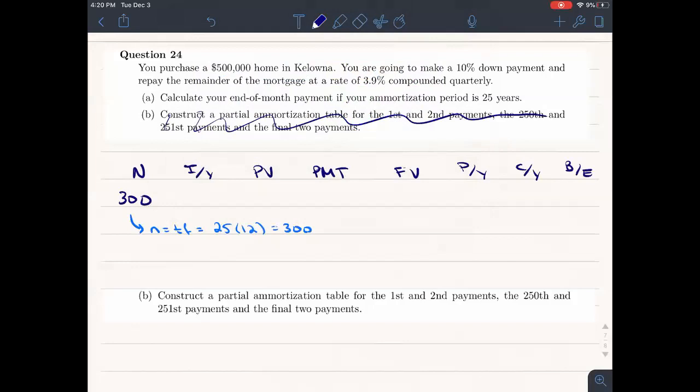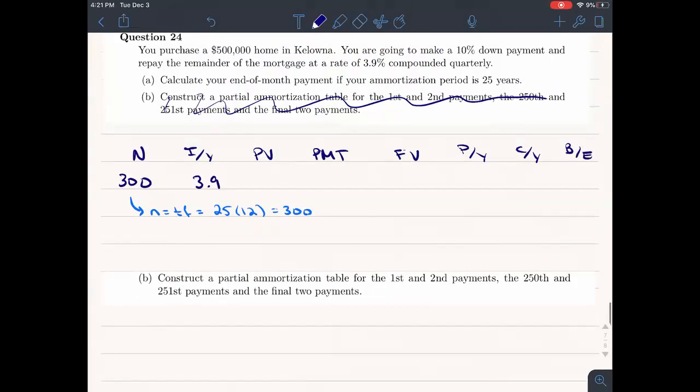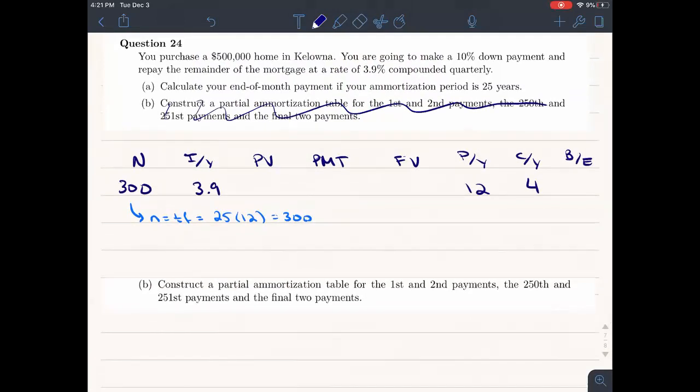Our interest per year is nothing special, 3.9, and then compounded quarterly, and so compoundings per year is 4. We also decided that our payments per year were going to be 12, and they're at the end of the month, and so we have to be in the end mode for all of these calculations. We're solving for our PMT, so I'm going to put a little star there. And then the future value, once we're all paid up, has to be 0.